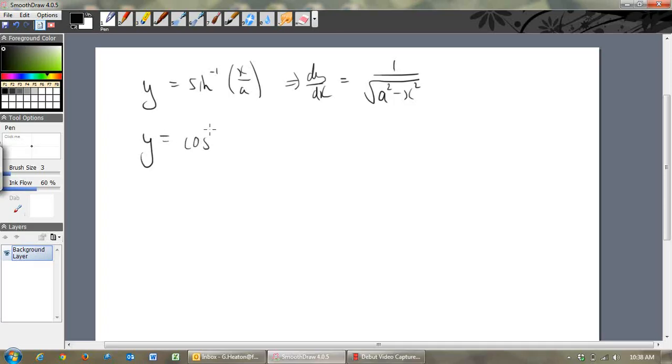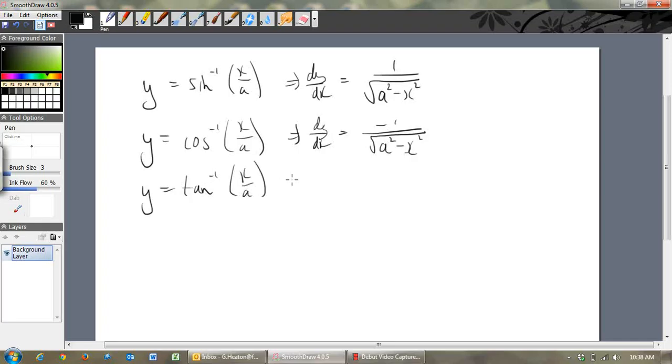Similarly, exactly the same for cos, except negative: negative 1 over the square root of a squared minus x squared. And for tan negative 1 of x over a, just be careful here. This is quite different to the other ones. It is a over a squared plus x squared. So there are your three ones.